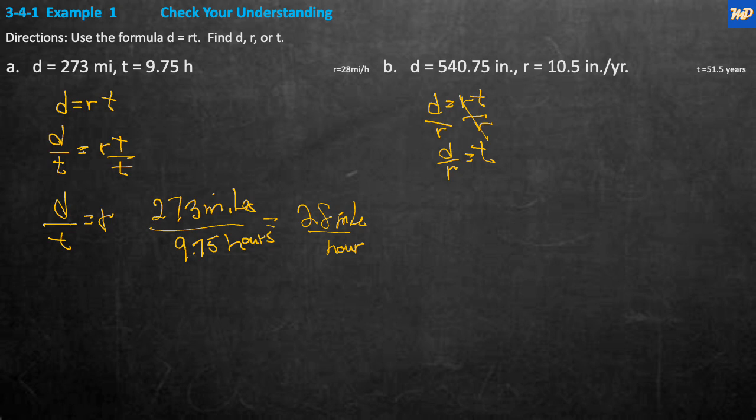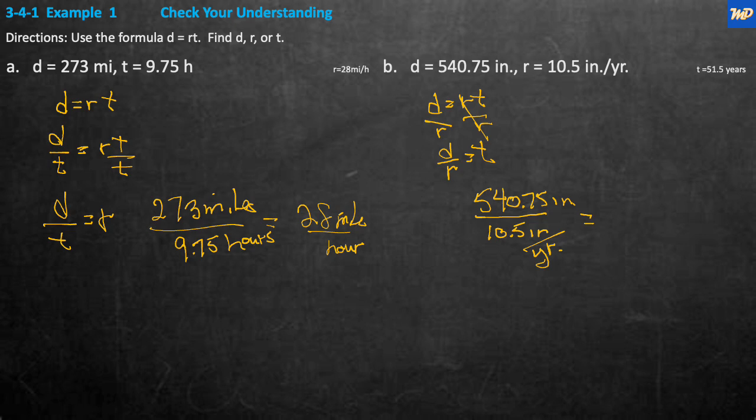Okay, now that we have that, the D is 540.75 inches. Okay, and the R is 10.5 inches per year. Okay, so the time was in years. The rate is in inches per year. And we want the time, so it's going to be in years.